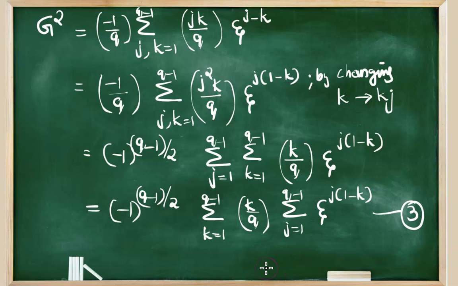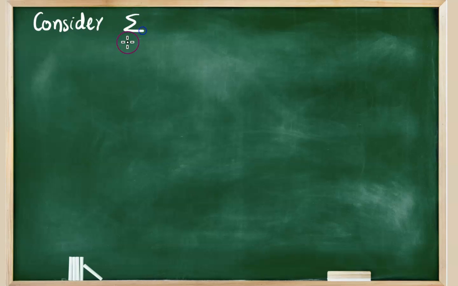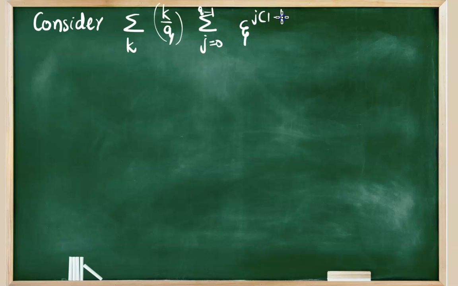Here we are going to consider a sum related to this sum. Let us consider summation over K, Legendre symbol (K by Q), into summation over J varying from 0 to Q minus 1 of theta raised to J into (1 minus K).